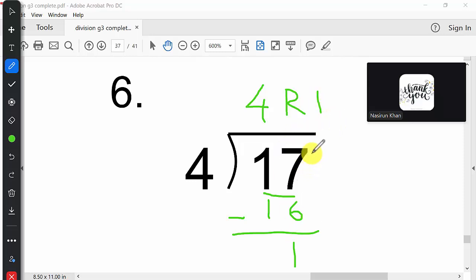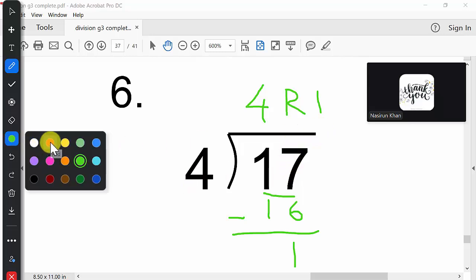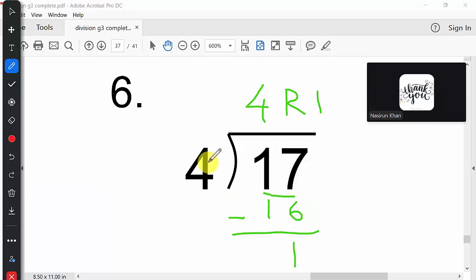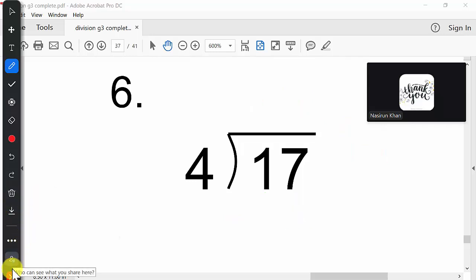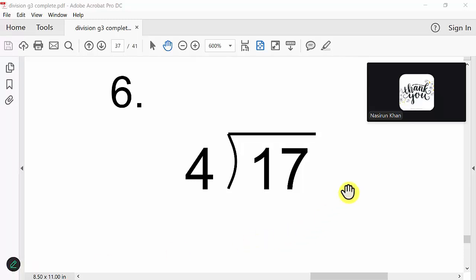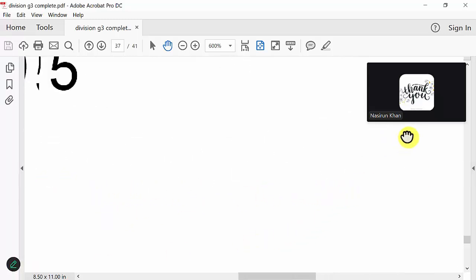Because we don't have another number, and this is the last number that remains, this is the remainder 1. Or you can also write it as a fraction, because it's divided by 4. You can write it like this: the answer will be 4, and then 1 divided by 4 is 1 per 4. So 4 remainder 1, or 4 and 1 per 4. That's the same. Okay, let's do another number. Now number 7.